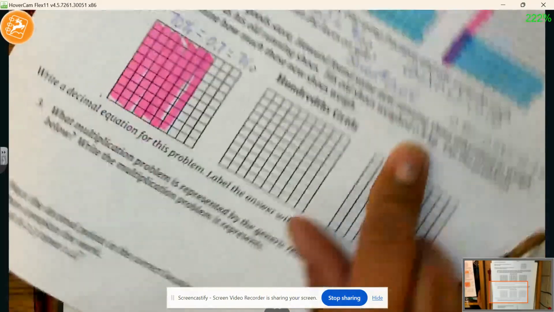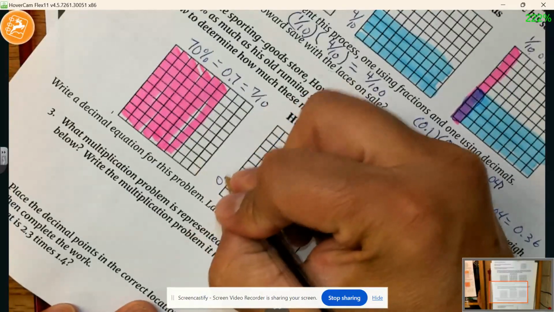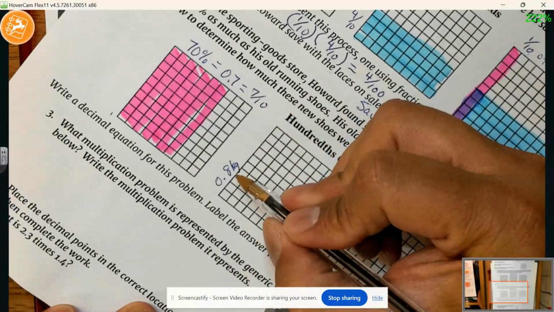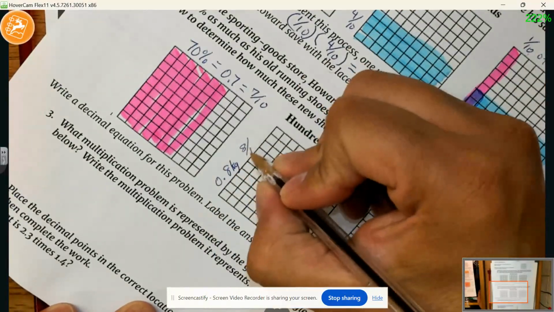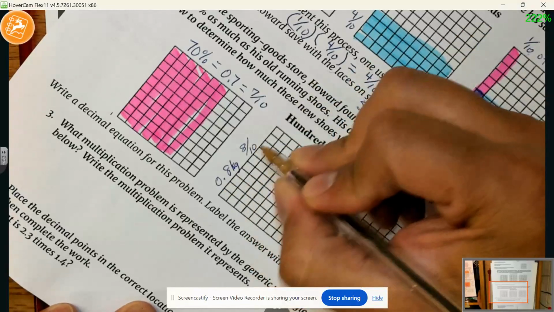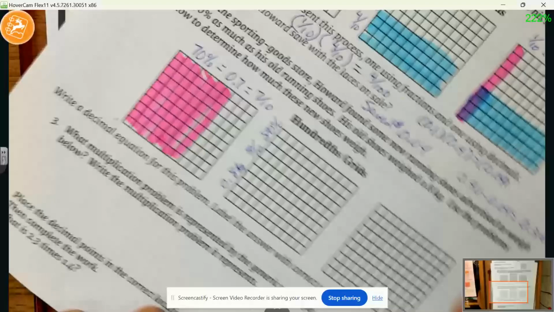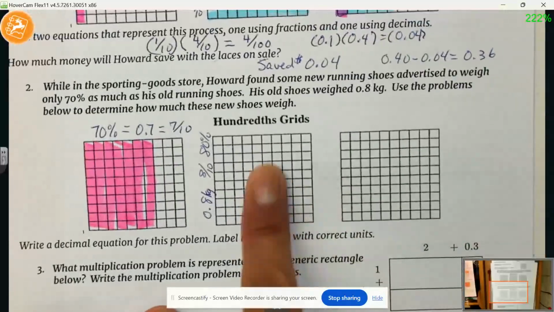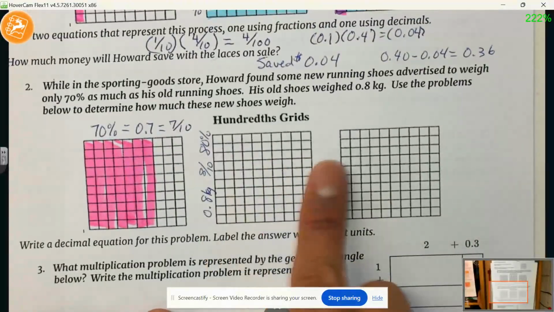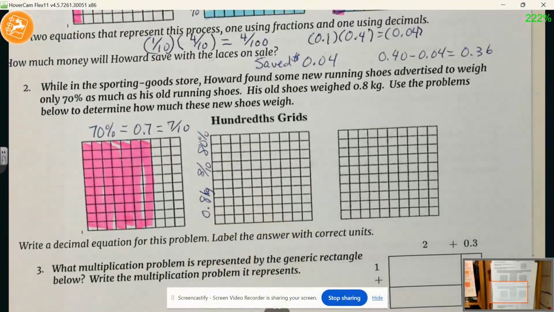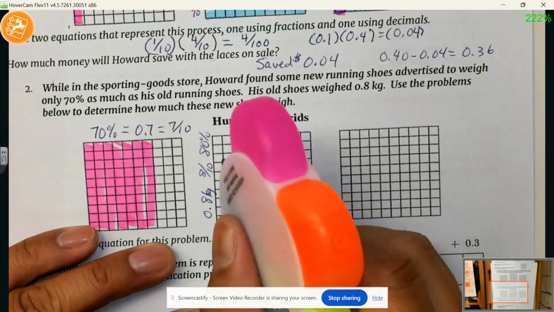And then this is 0.8 of a kilogram. So we want to show that. So that's 0.8 of a kilogram. As a fraction, that is 8/10. And as a percent, that is 80%. Okay, so how many are we going to shade in horizontally? 80% would be 80 squares. 8 out of 10 would be 8 rows out of 10 rows. So we are going to shade in 8 of them.